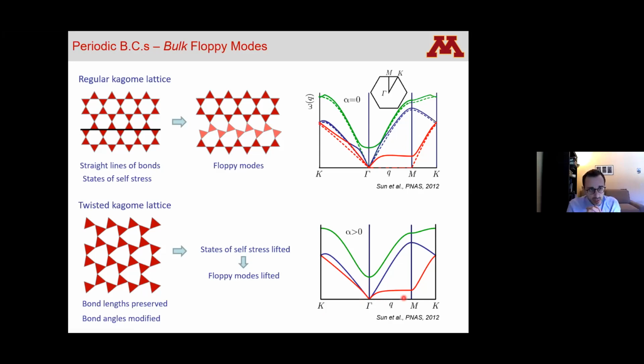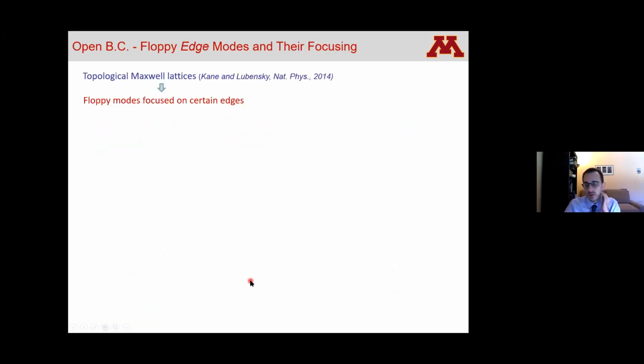But the periodic boundary condition is really not the scope of today's presentation. Today, we're interested in open boundary conditions, and that's where things become even more interesting. By open boundary conditions, I mean that I have a finite lattice, a lattice that has boundaries or edges. Now, the question becomes, can I have floppy modes at the edges?